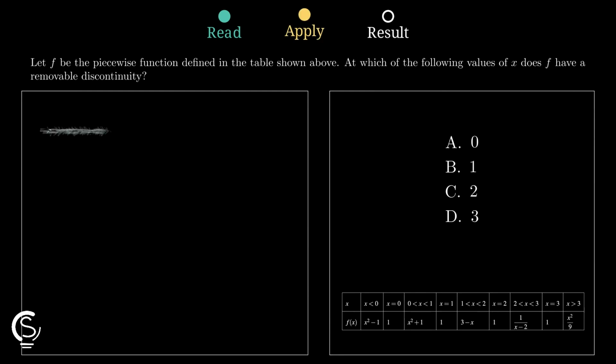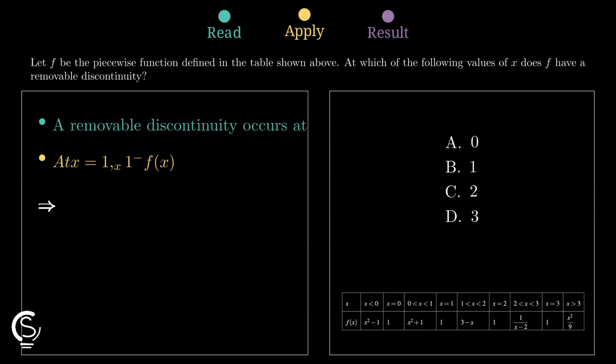Looking at x equals 1, the left limit is 3 and the right limit is also 3. Since these match, the general limit exists and is equal to 3 right there. However, the table shows the function value at 1 is actually 0. Since 3 does not equal 0, option B is our correct answer.